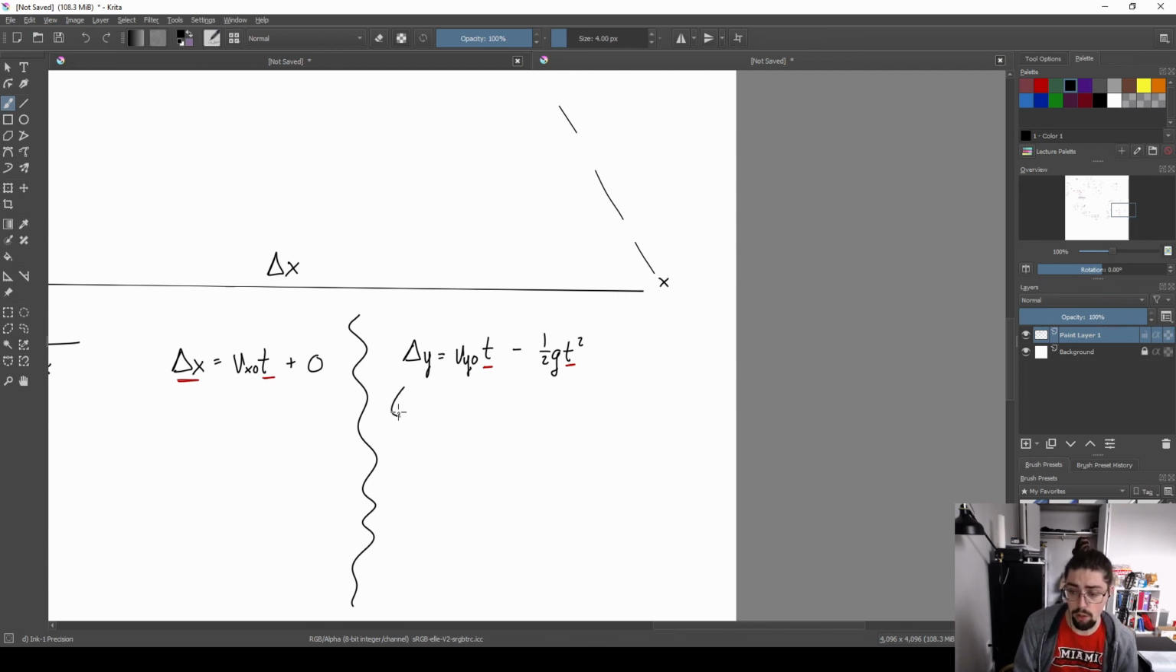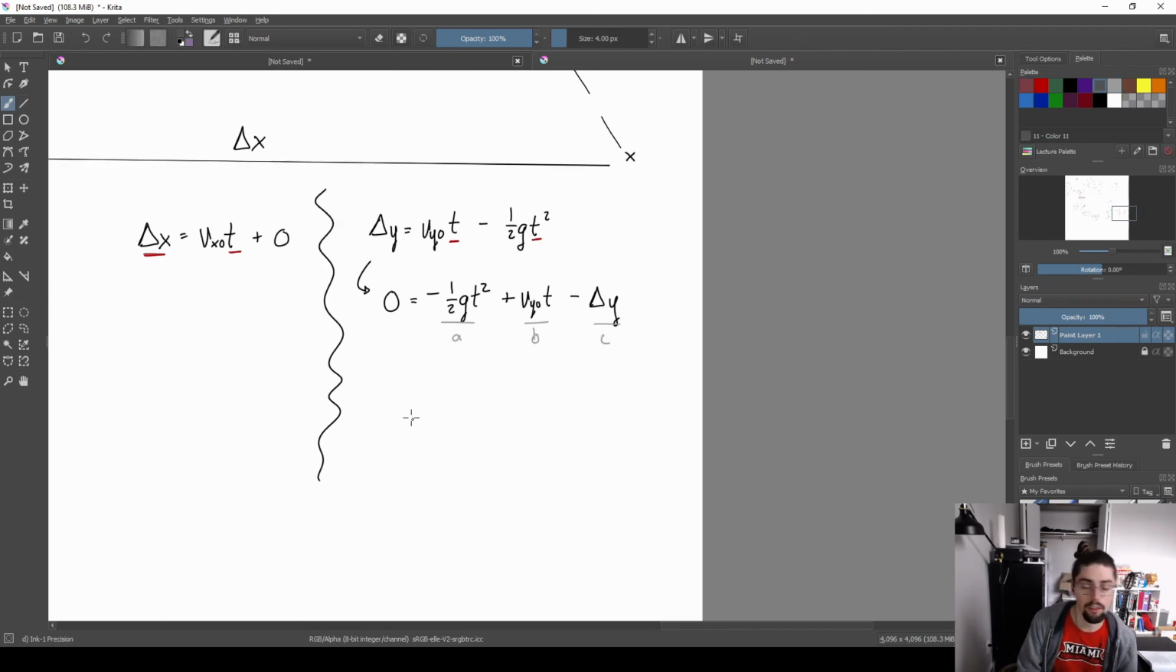But to do that, I'm going to rearrange this thing into our common form that we see for these. So this would be minus 1/2 gt squared plus Vy naught t minus delta y. From our good old classic, this is A term, this is B term, this is C term. That final equation, if you haven't seen it in some time, would be t is equal to negative b plus or minus square root.